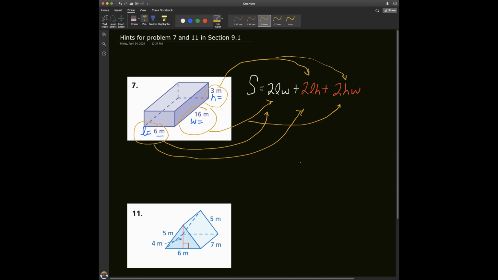Right, so you plug everything into that formula, and then you should be able to get the answer. Remember, the area will be squared. The surface area will always be squared.